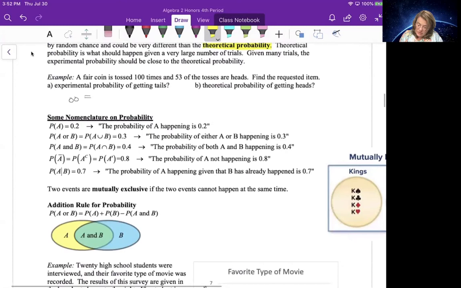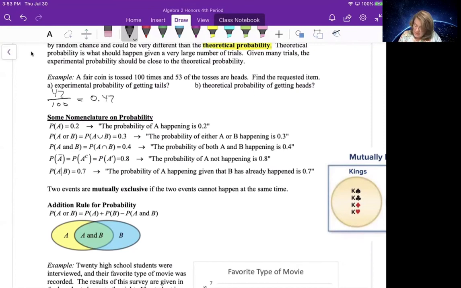Let's talk about this for just a minute. Let's look at this example. A fair coin, in other words, it's not weighted, is tossed 100 times. Out of the 100 times it was tossed, I counted 53 heads. So find the requested items. First, what is the experimental probability of getting tails? How many times did I get tails? I got tails 47 times. And how many times did I toss it? I tossed it 100 times. So that is 0.47. Sure enough, the probability is between 0 and 1.